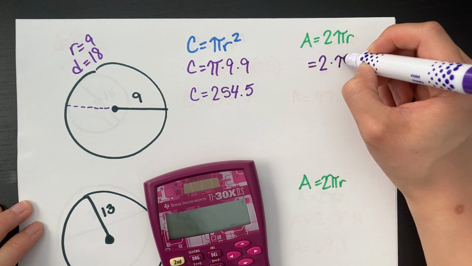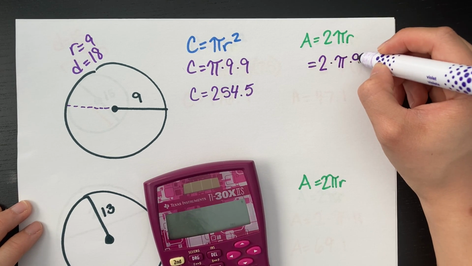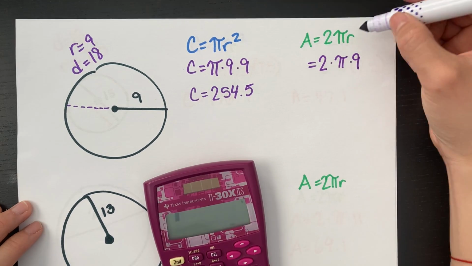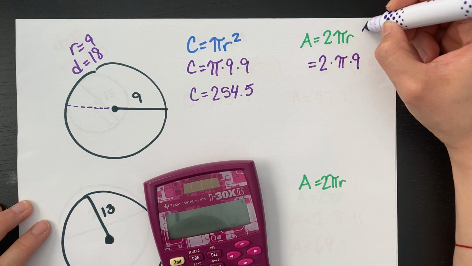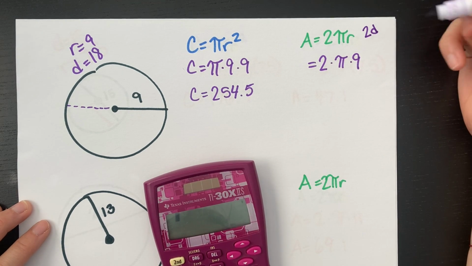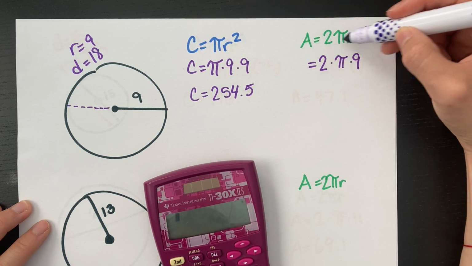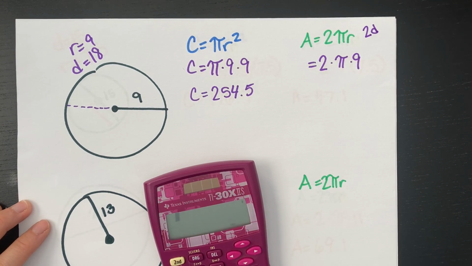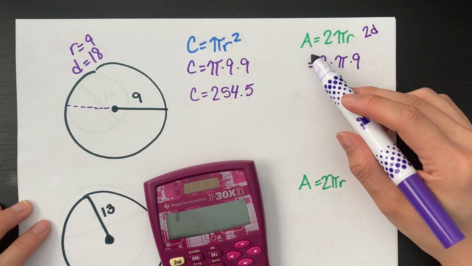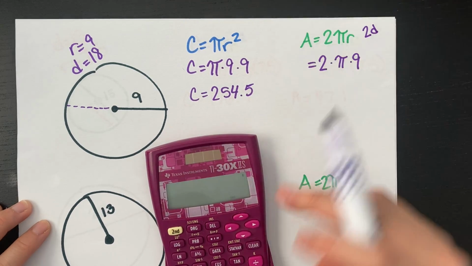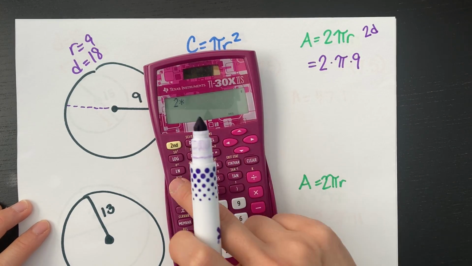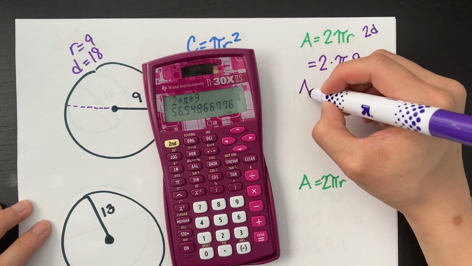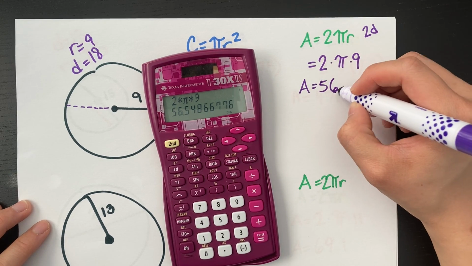2 times pi times r, which is 9. And actually for this formula, what you'll notice is it could also be 2 times your diameter. Because if we're doing 2 times our r every single time, double our r, that is your diameter, right? So you could also do a little shortcut here and just multiply pi times your diameter to find your area. Whatever your formula sheet says, you don't have to memorize this. 2 times pi times r, plug it in. Your area for this particular circle is 56.5.